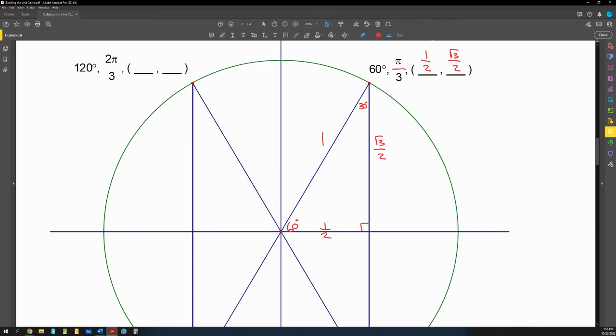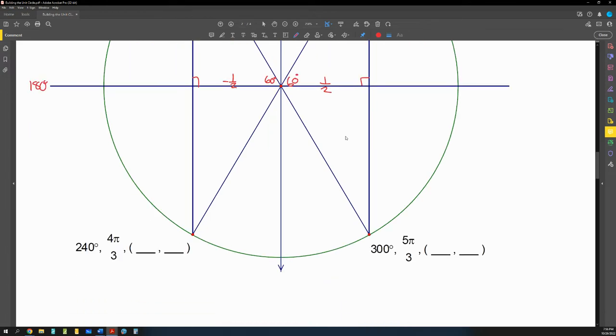In quadrant 2, again, that hypotenuse of 1, reference angle is 60 degrees. So 120 degrees. The difference between that and 180 is 60 degrees. Drop a perpendicular from the endpoint. We have a 30, 60, 90 triangle where our vertical component is root 3 over 2 and our horizontal component is going to be negative 1/2 because we're going to the left and up. So our coordinates on the endpoint on the unit circle is negative 1/2, positive root 3 over 2.